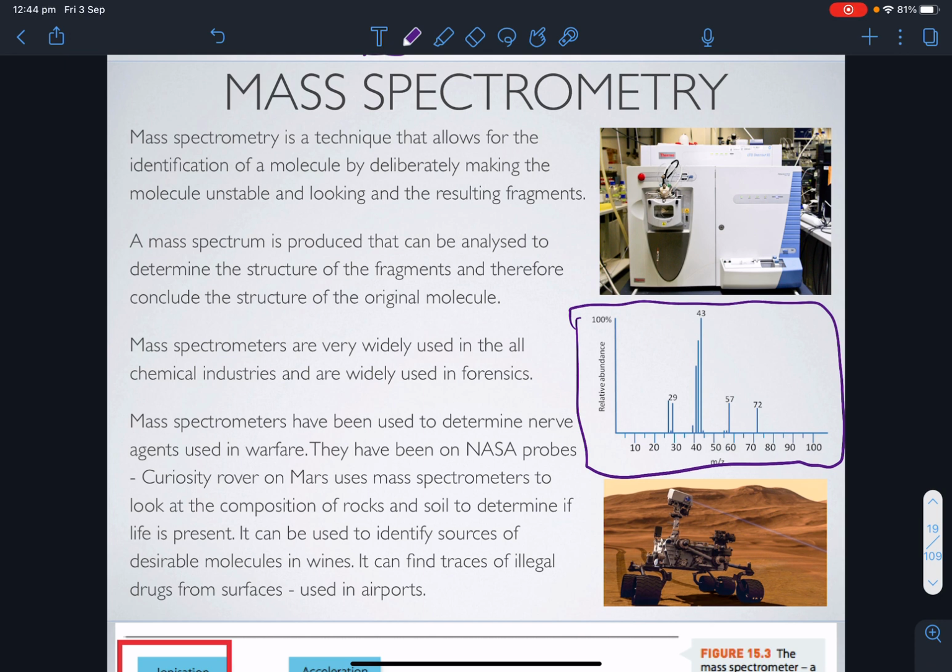So here we go. Mass spectrometers have been used to determine nerve agents used in warfare. Back a few years ago, I think probably about 5 or 6 years ago, Syria was having a civil war, there was nerve gas released in the populations, and scientists actually went in with very small mass spectrometers and measured the residue left behind and determined that the source of the chemical nerve agents was actually from their own government.